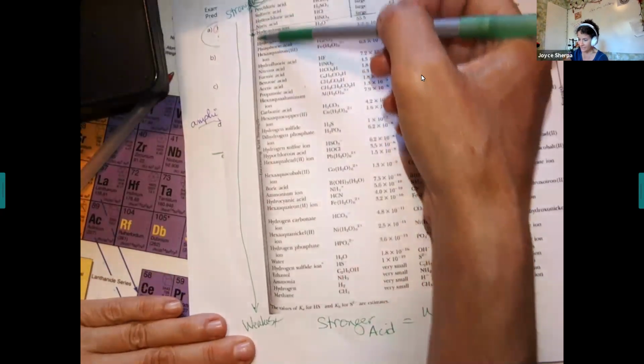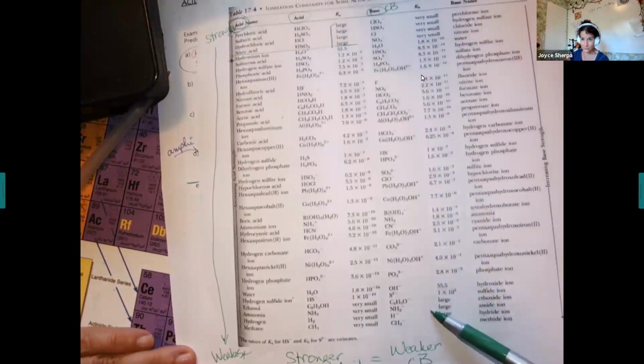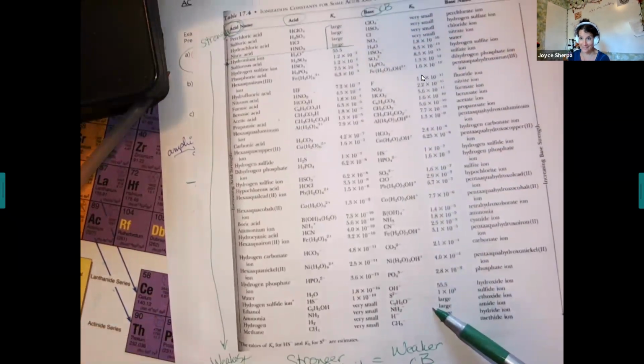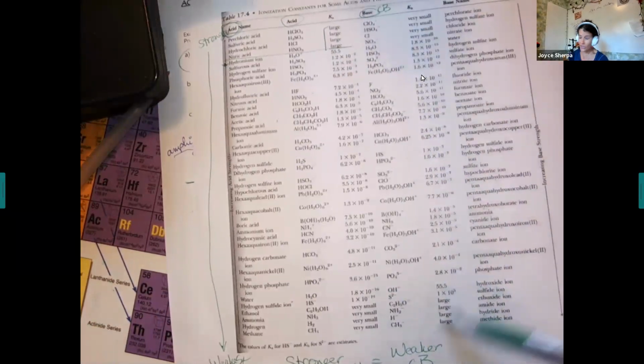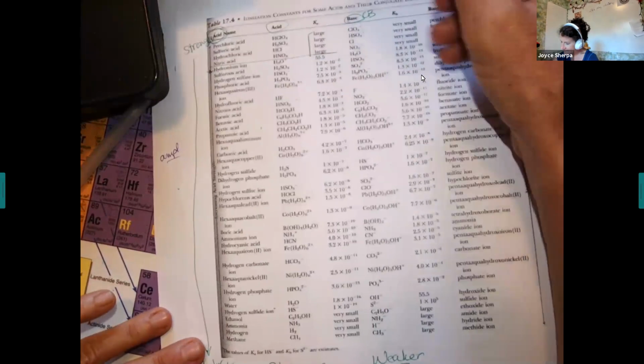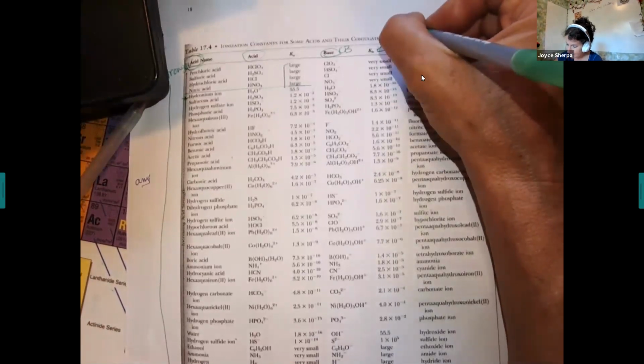So if the acid strength becomes weaker as we go down, what's happening to the conjugate base strength as we go down? They're stronger. Yeah, so we're starting at weak and we're becoming stronger. And so then with this last column, or second to last column over here, is the Kb. Those Kbs are for the conjugate base.